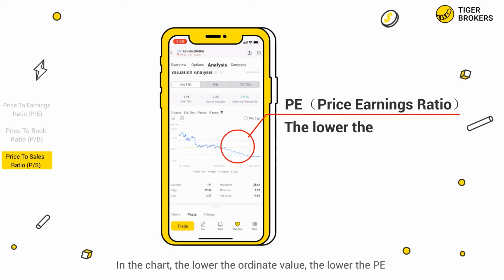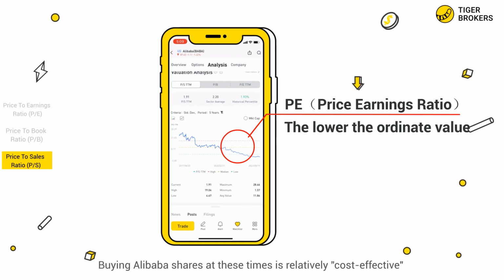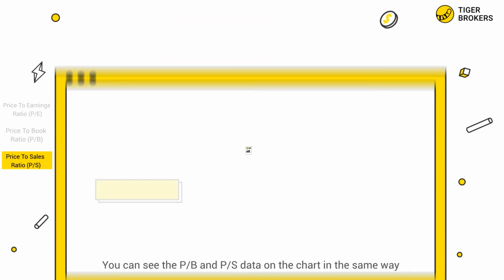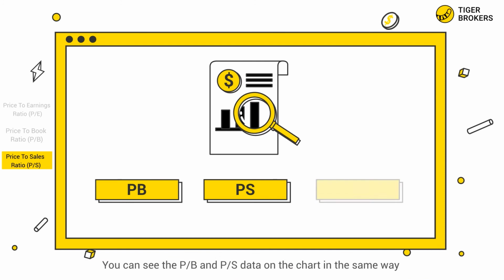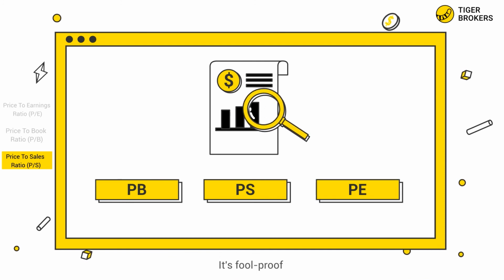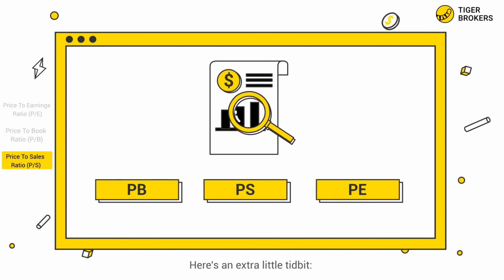In the chart, the lower the value, the lower the PE. Buying Alibaba shares at these times is relatively cost-effective. You can see the PB and PS data on the chart in the same way. It's foolproof. Here's an extra little tidbit.